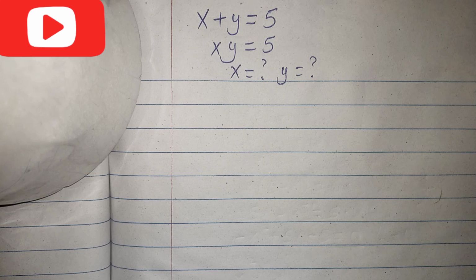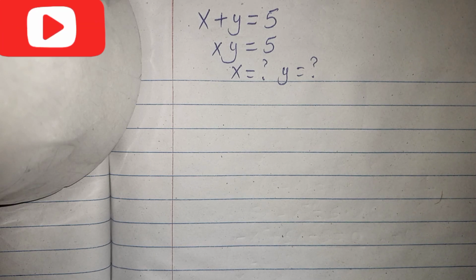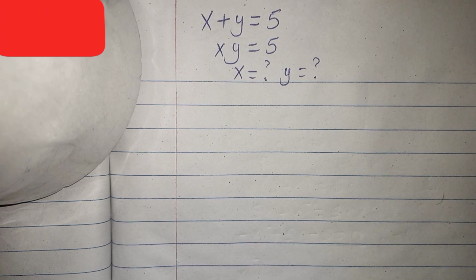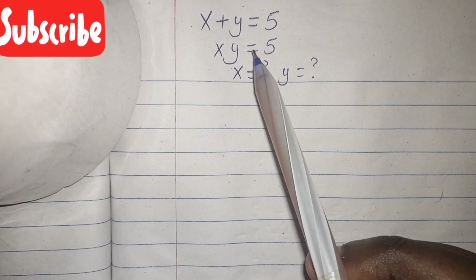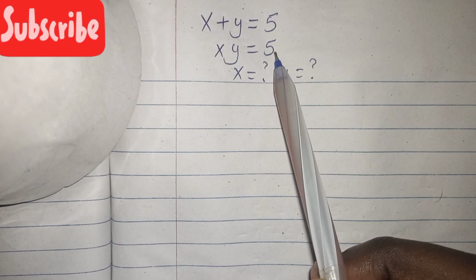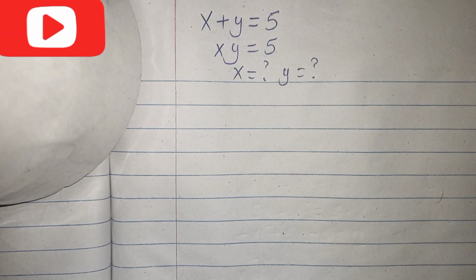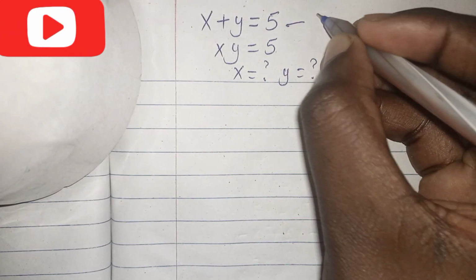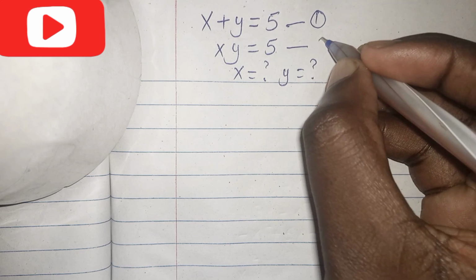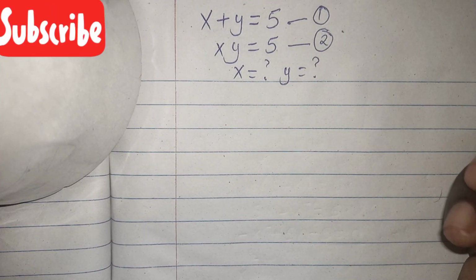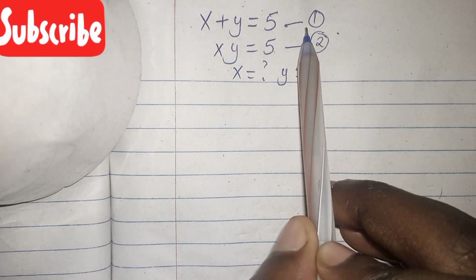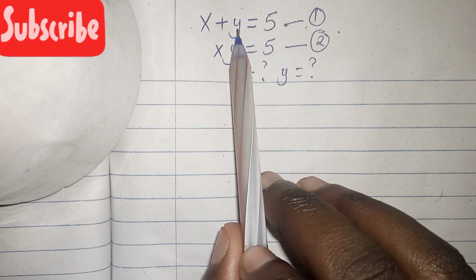So today I'm bringing you a system of equations that I want us to solve for the value of x and y, given x plus y is equal to 5, xy is equal to 5. So what shall we do? Our first step, we shall begin by labeling this as our equation 1 and this as our equation 2, right? In our next step, using equation 1, we can now make y our subject.